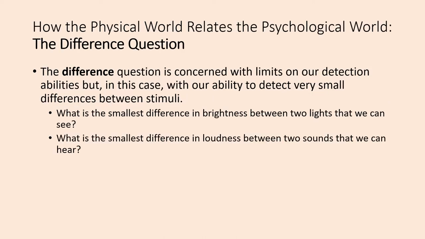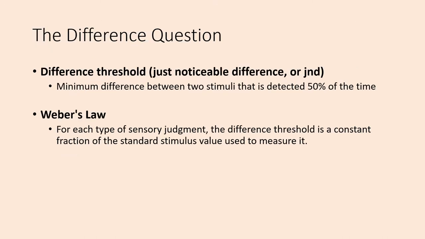Let's pivot from the detection question to the difference question. The difference question is concerned with limits on our detection abilities, but in this case, with our ability to detect very small differences between stimuli, such as what is the smallest difference in brightness between two lights that we can see? What is the smallest difference in loudness between two sounds that we can hear? Just how much of a difference in a stimulus makes a difference?